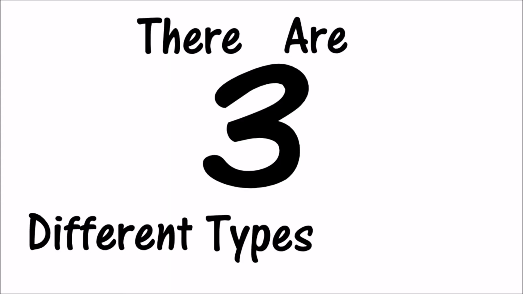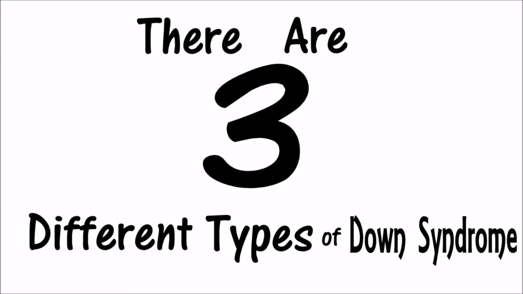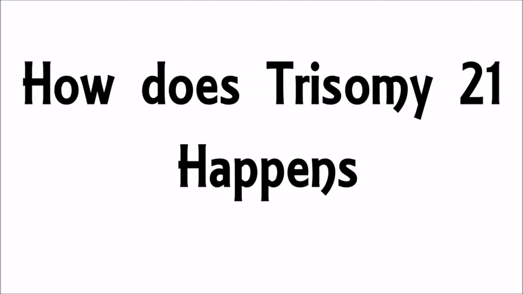There are 3 different types of Down syndrome. There's standard trisomy 21, translocation, and mosaicism. But 90 to 95% of people who have Down syndrome have standard trisomy. Now let's dive into how trisomy 21 happens.